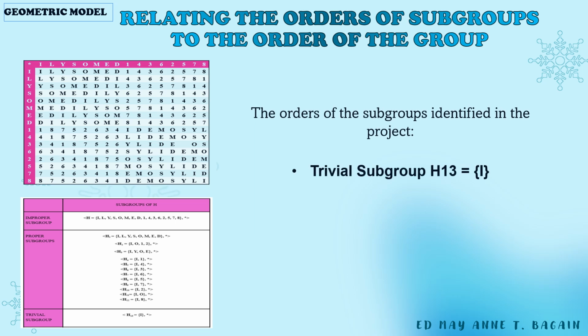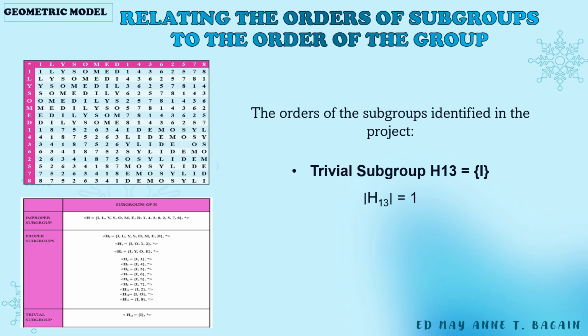And lastly, we have the trivial subgroup, which is H sub 13 equal to I. And how many elements would that be? Only 1. That is why the order of H sub 13 is equal to 1, which is also a divisor of 16.